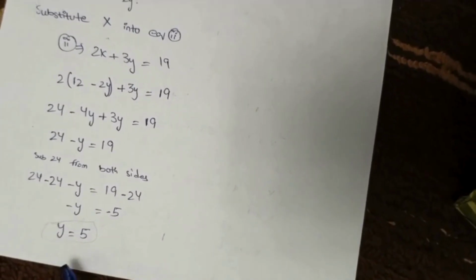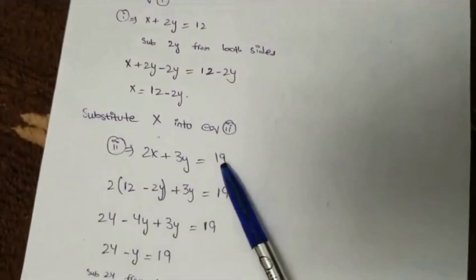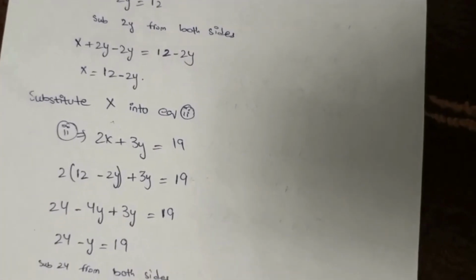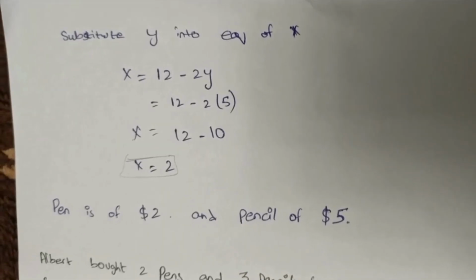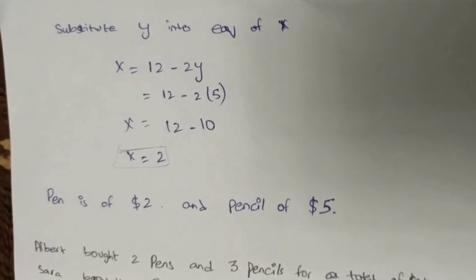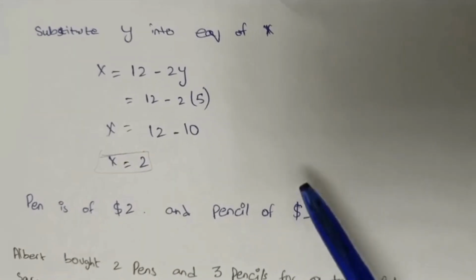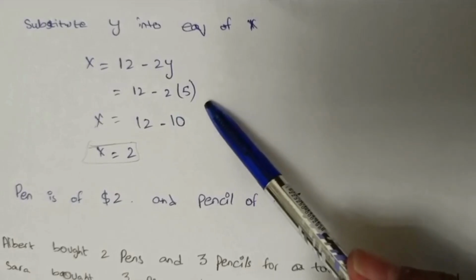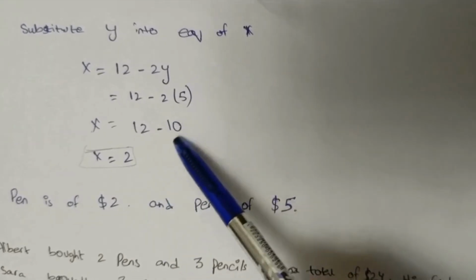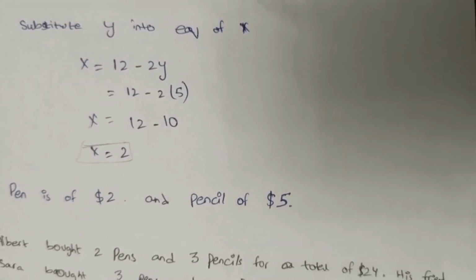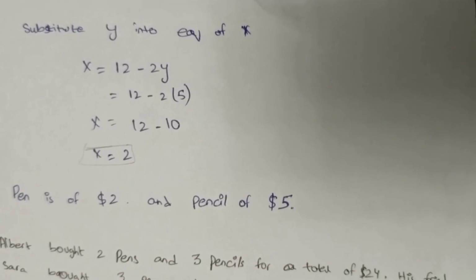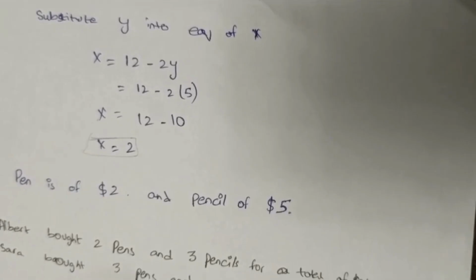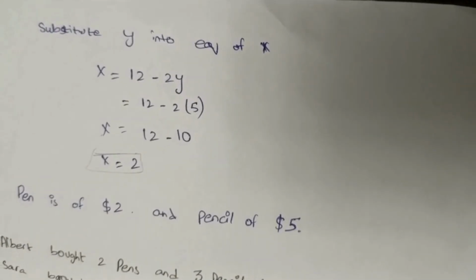Now we put this value of y into our equation of x, because we have to get rid of the variables. So my equation of x was x is equals to 12 minus 2y, and my value of y is 5. So I put it in y. 12 minus 2 multiplied by 5 is 12 minus 10, and 12 minus 10 is 2. So we've got our both variables, x is equals to 2 and y is equals to 5. X was the cost of pen, so pen is of $2 and pencil is of $5.